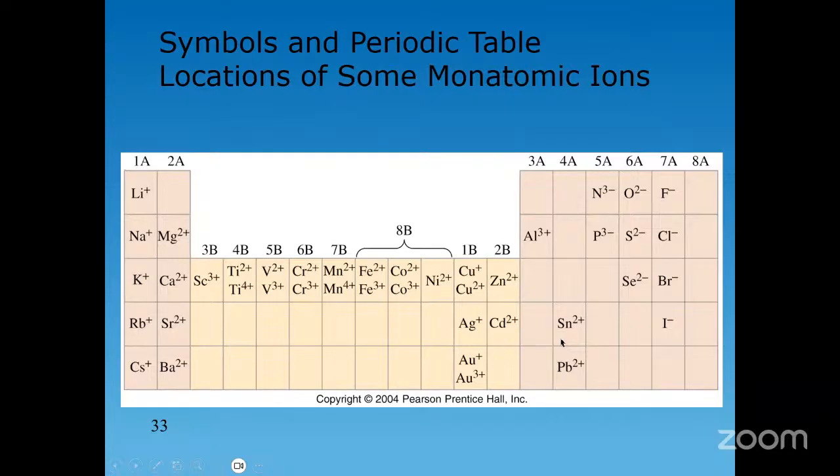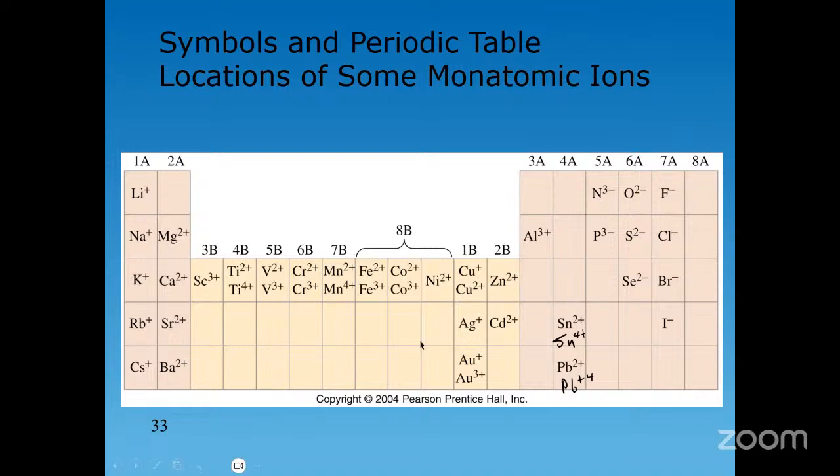Tin, let me write this down here. Tin can have +2 as well as +4, right? So you can have Sn4+ and Sn2+, and the same is true for lead. Lead can exist as +2 and +4. So these two are exceptions in terms of the fact that tin and lead can produce ions of different charges, but they're outside of this region right here.